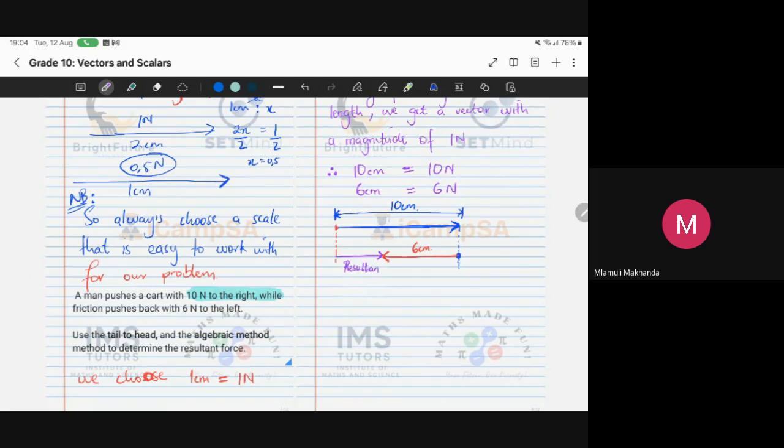Right. So this was vector 1, this is vector 2, and this is your resultant vector. When you're using the graphical method, you want to know how long the resultant vector is. So what you do is you measure the resultant vector. What is the length of this vector? You measure.